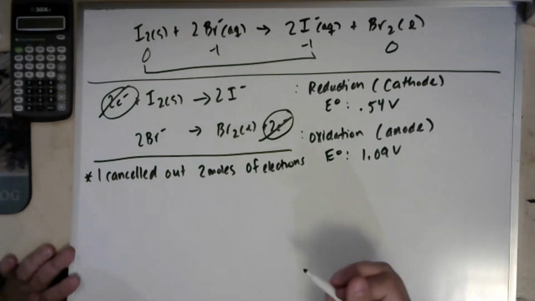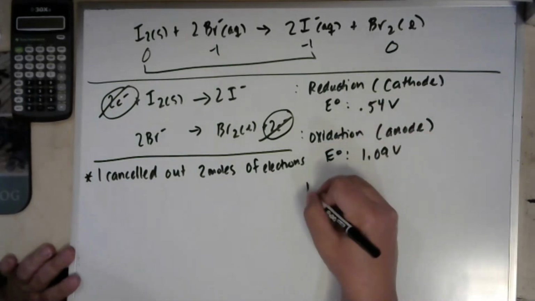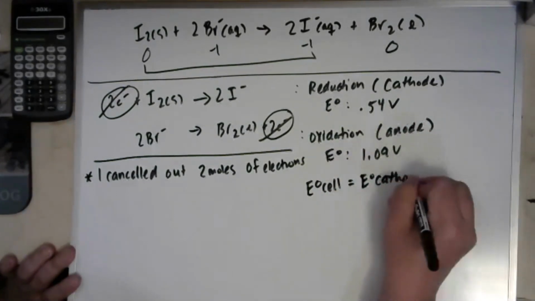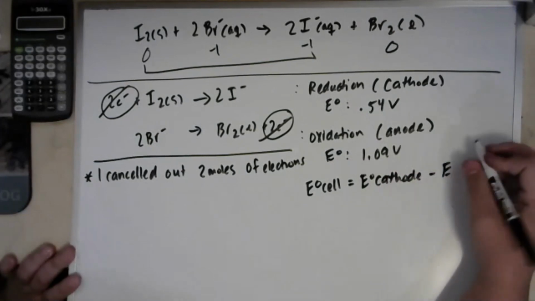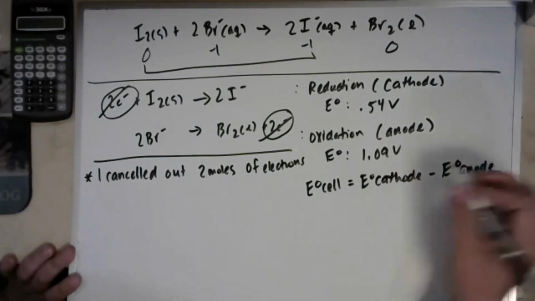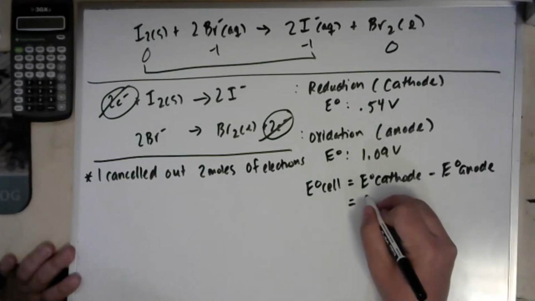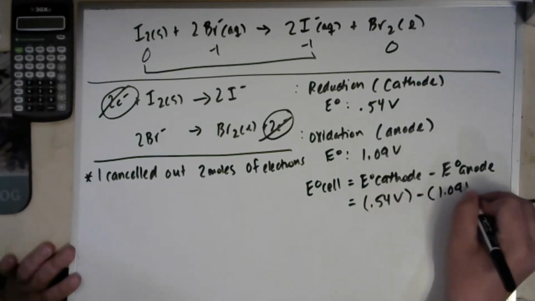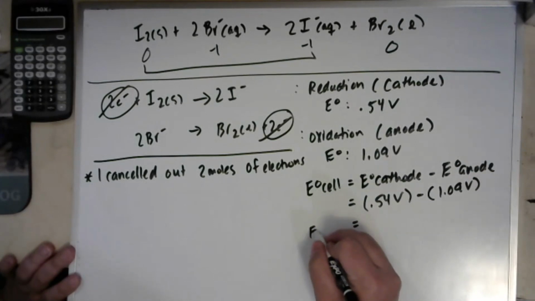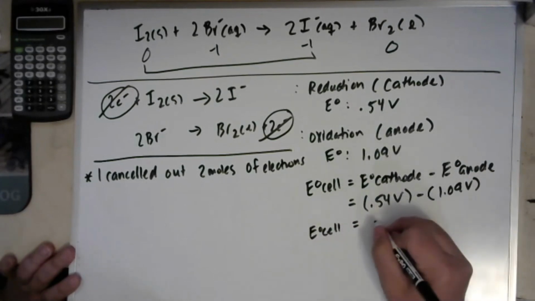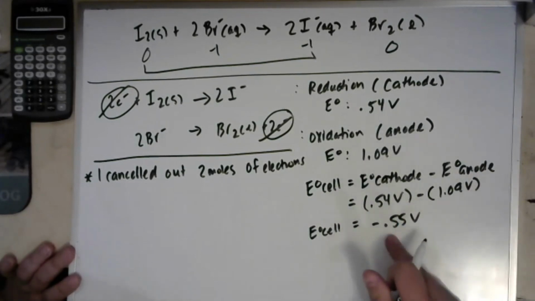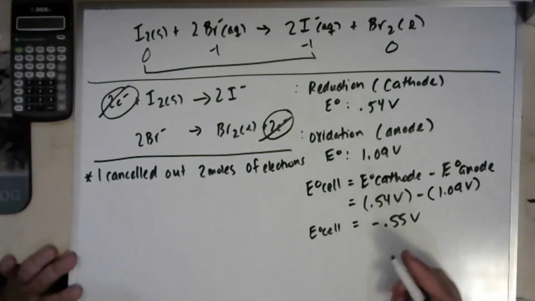Okay. So I'm going to find E cell from these two values. It's going to be E cathode minus E anode. So it's going to be 0.54 volts minus 1.09 volts. So my E cell is going to be negative 0.55 volts. All right, negative E cell, no good for spontaneity. But on we go, we're going to keep solving it out.